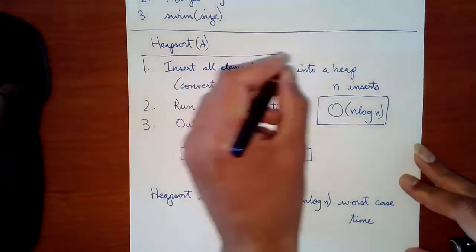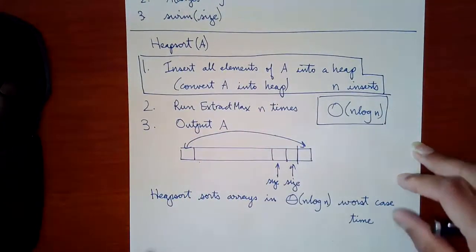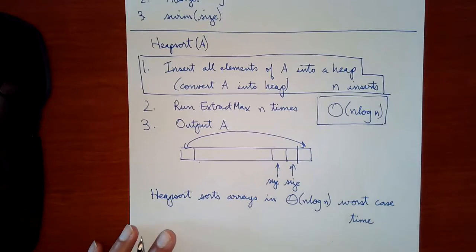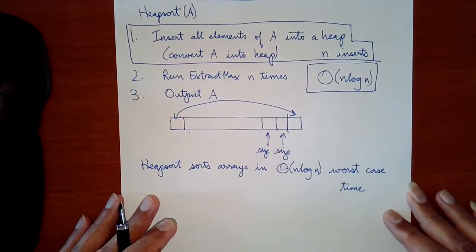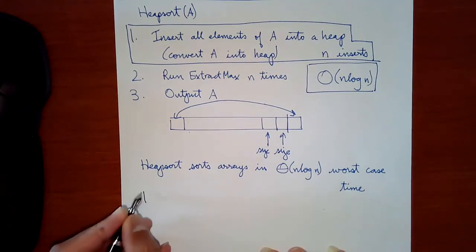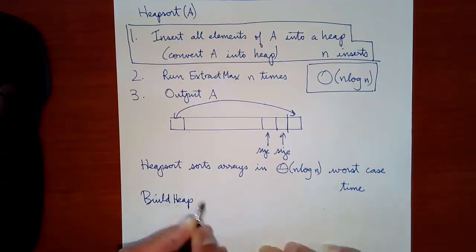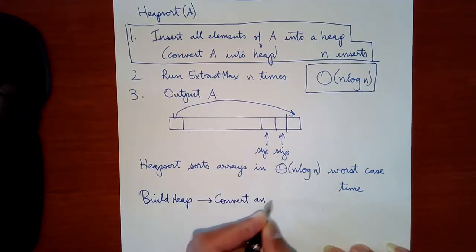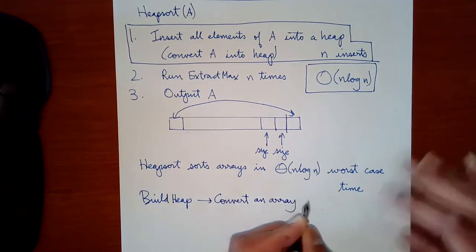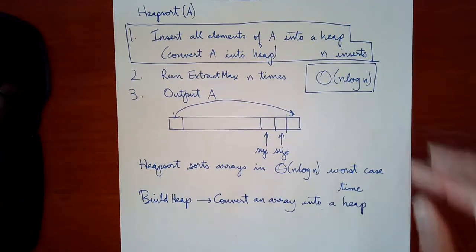Now I want to talk about this first step a little bit more. This is a particular operation which is called the build heap operation. Build heap is to essentially convert an array into a heap.